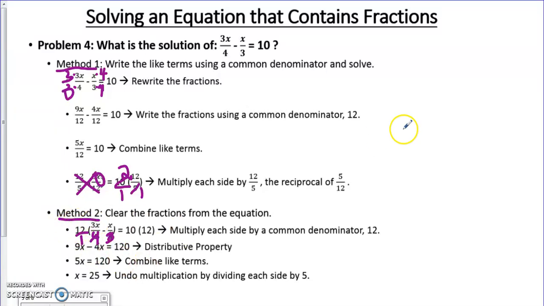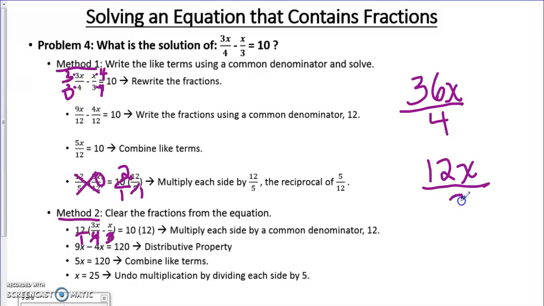So 12 times 3x divided by 4. That's how you got 9x. And 12 times x divided by 3. And that's how you got 4x. Okay? Equals 120. Whatever you do to the left-hand side, do to the right-hand side. Okay? And now we have 9x minus 4x is 5x. 5x equals 120 divided by 5, and x is equal to 24.